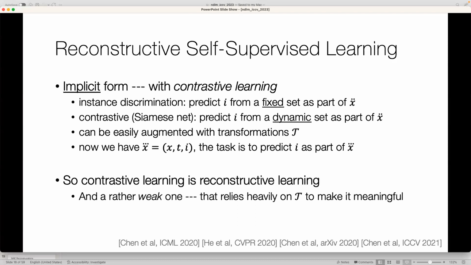And I would say that without these transformations, contrastive learning is actually a rather weak reconstructive learning. The augmentations are just trying to make the task harder to make the representation meaningful. Otherwise, if it is just on the original data, the model can cheat really easily, and does not learn meaningful representations.